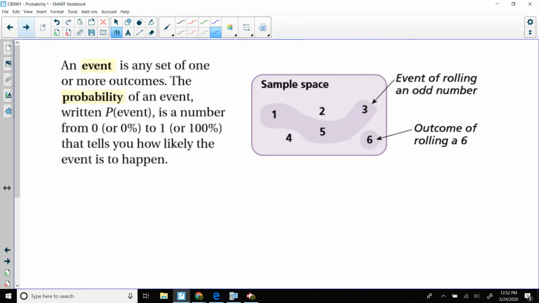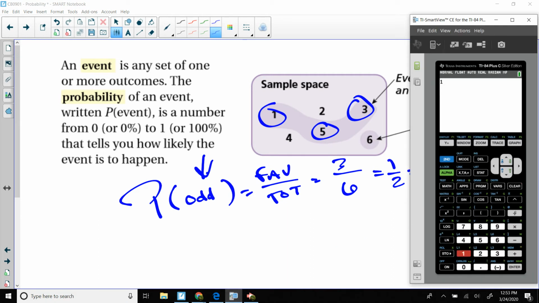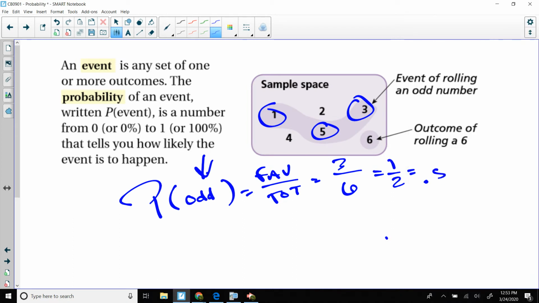If we keep going, an event is going to be the probability that something happens. That something happening goes in the middle. So an event of getting an odd number would be all the odd numbers. It's going to be favorable over total. It's going to be all the odd numbers, 1, 5, and 3, divided by the total numbers in the sample space, 1, 2, 3, 4, 5, 6. We would reduce that down to 1/2, put that in our handy dandy calculator, 1 divided by 2, hit go, and we find out the decimal equivalent is going to be 0.5.